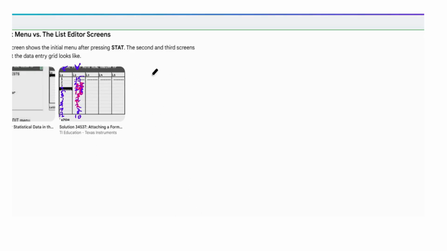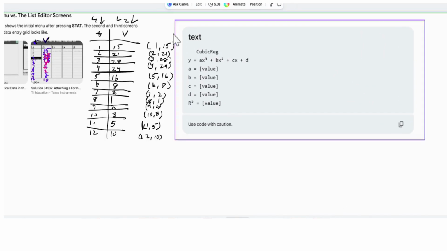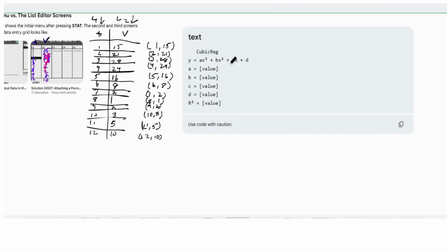Okay, y equals ax cubed plus bx squared plus cx plus d. Now it says a equals 0.166. Slow down. Slow down. B equals... Now, slow down. A is what?